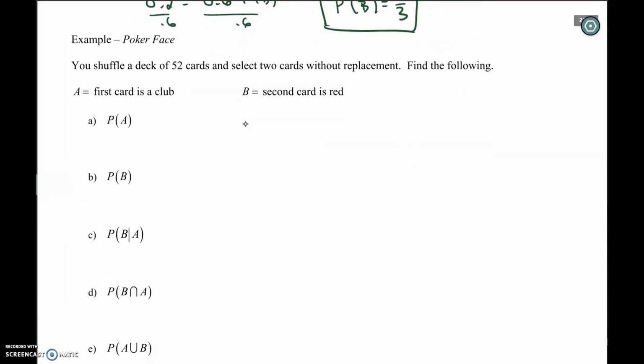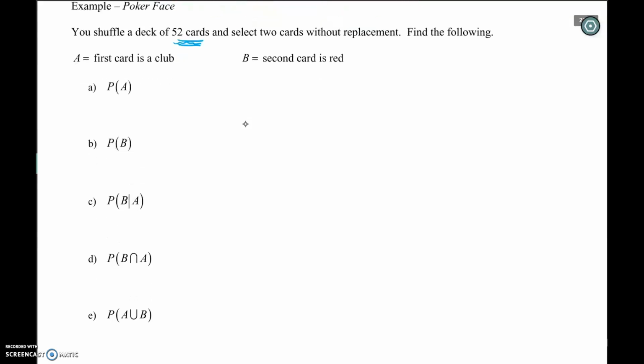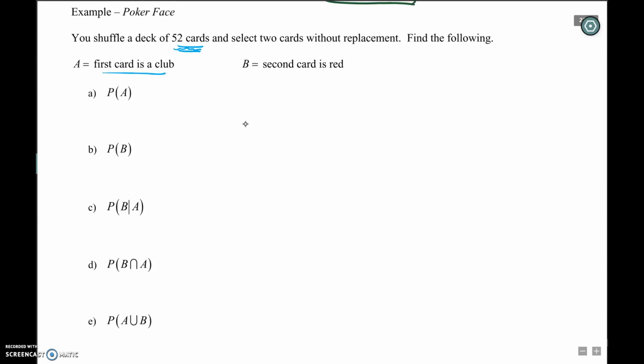Example, poker face. Oftentimes I don't do these examples because I know some kids don't know much about cards. You will never see a question about cards on a test unless I tell you, you got 6 black cards and 3 red cards. So you'll never have to know all the suits and all the colors and all the stuff about cards. But I am going to do this one example, and it's just basically talking about clubs and talking about colors. So in a regular deck of cards, 52 cards, you have 13 red.